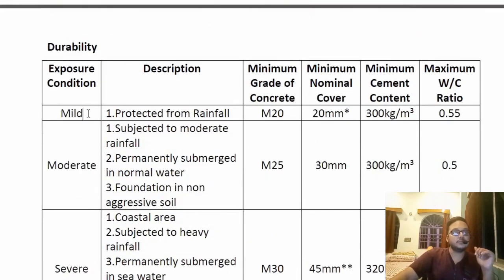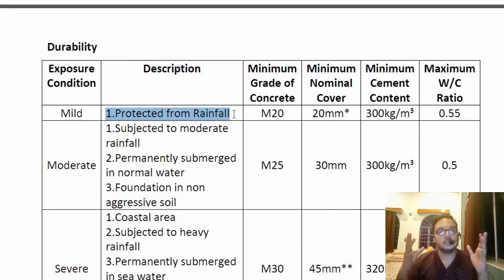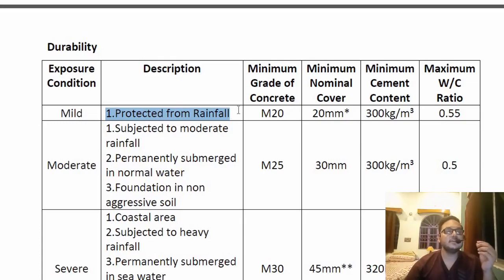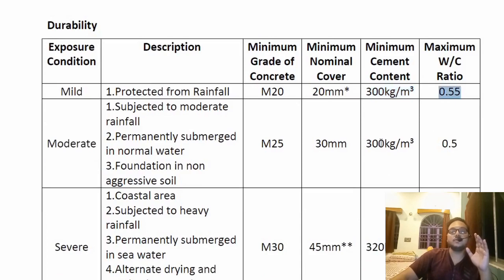For the mild exposure condition, the description is that it should be able to protect from rainfall. Just facing rainfall is considered a very mild condition for any concrete. For that, the minimum grade of concrete should be M20, the minimum nominal cover should be 20 mm, the minimum cement content should be 300 kg per meter cube, and the maximum water to cement ratio shall be 0.55.